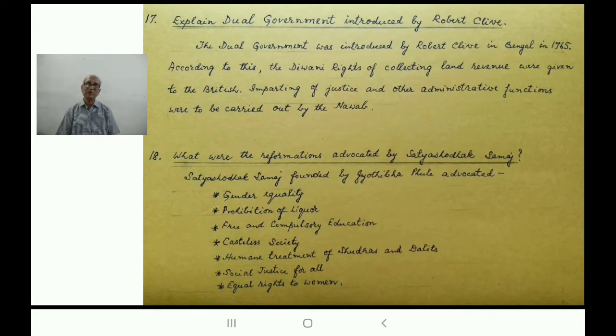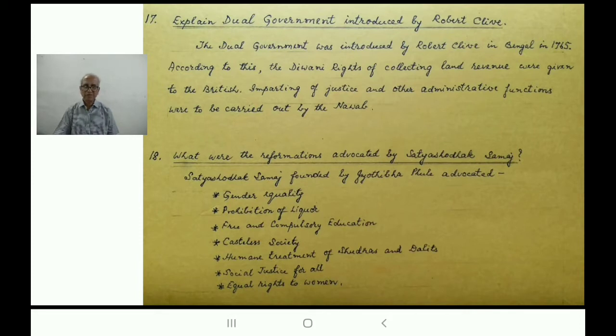It's a dual role, a dual policy. It doesn't convey any meaning at all. But the British were very particular. They did not want to have the burden of administration. They were focused on the income that they get from the farmers, from the people. So they kept the rights in their hands. Next question, 18th.